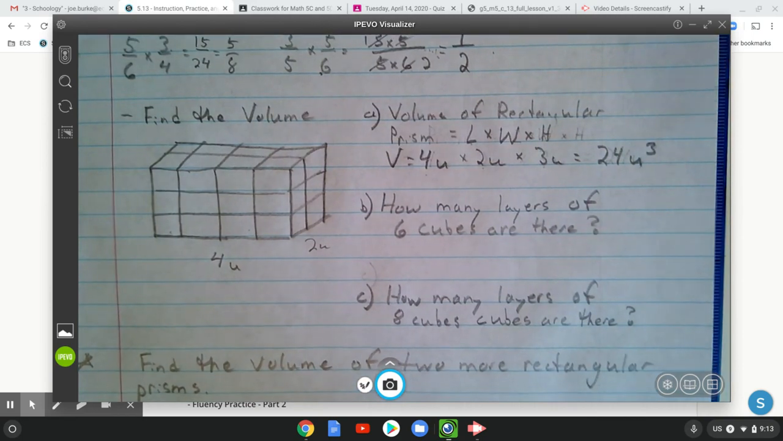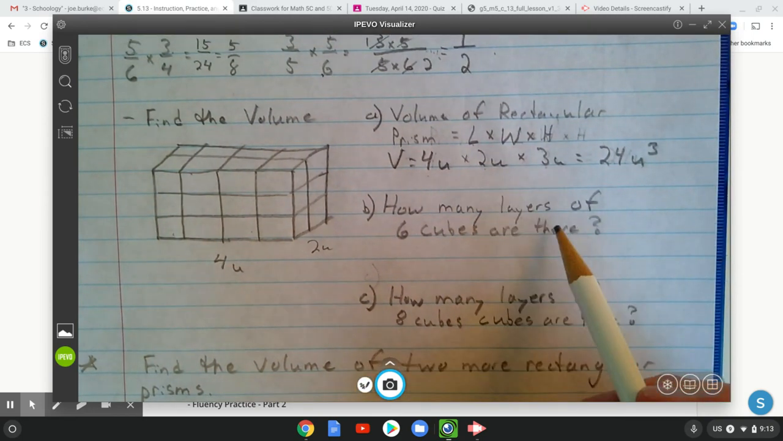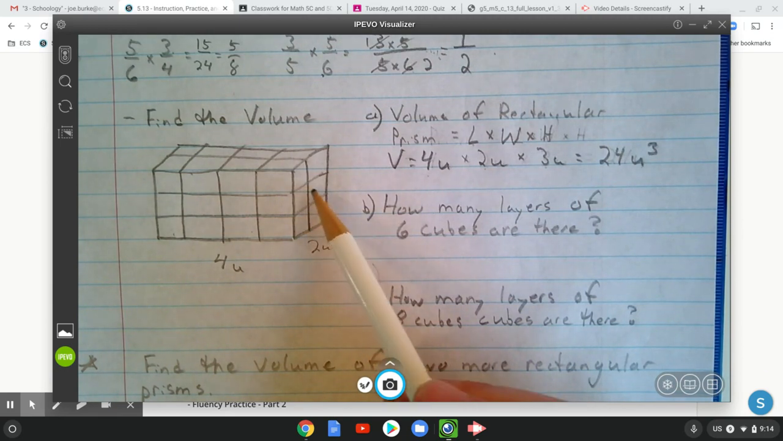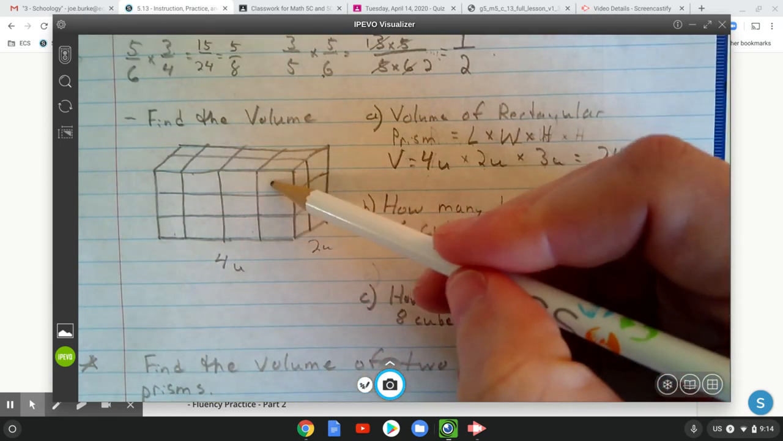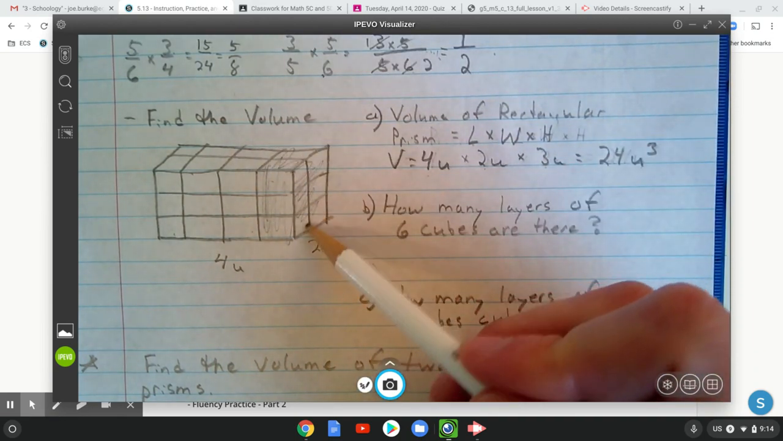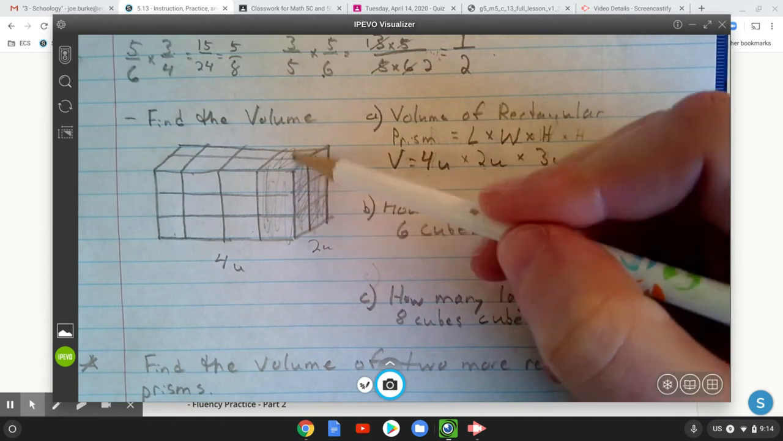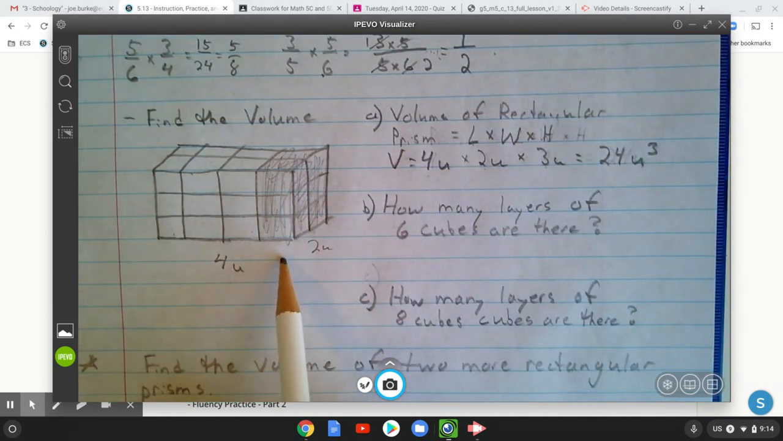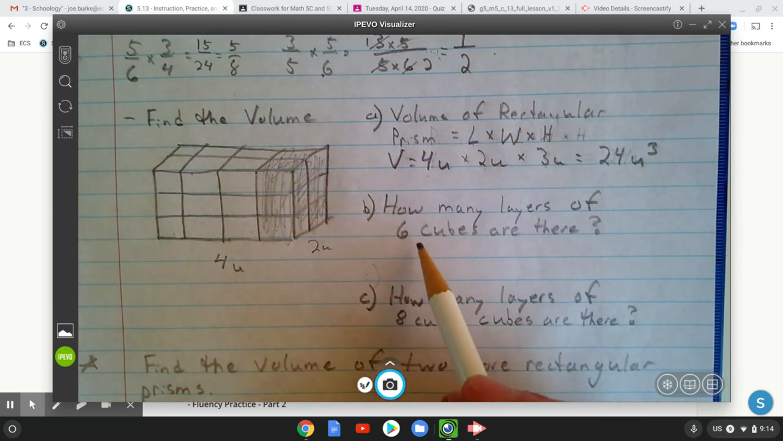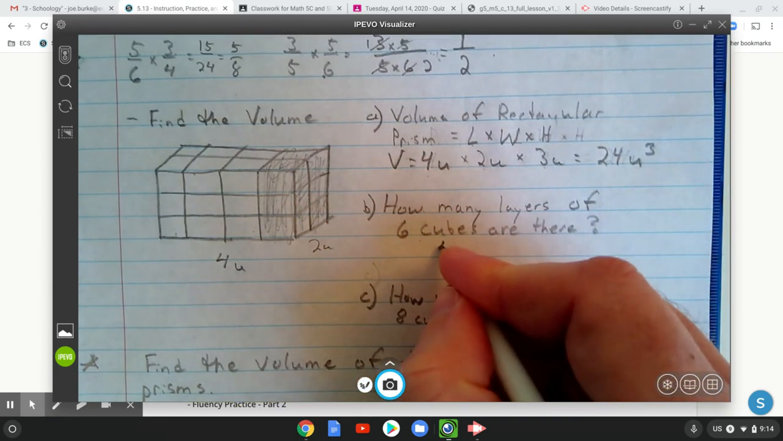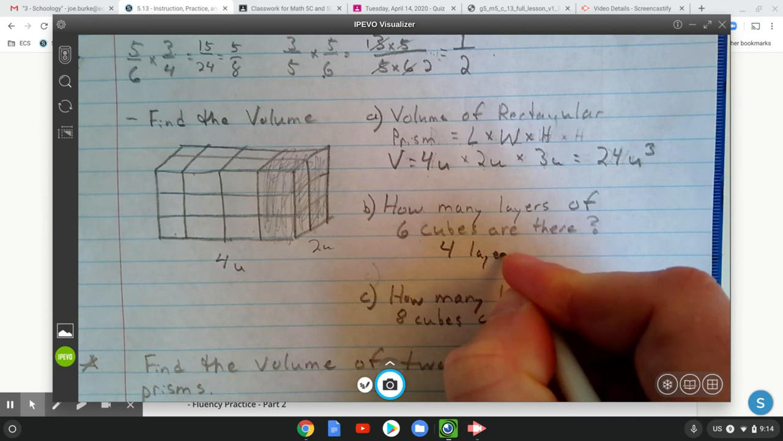That's 24 cubic units. And how many layers of 6 cubes are there? So 2, 4, 6. So this is 1 layer of 6 cubes. If I think about this like a library, books on a shelf, or maybe a loaf of bread, this is 1 slice, and then there are 4 of those slices, right? So 1 slice is 6. How many layers of 6 are there? There are 4 layers.